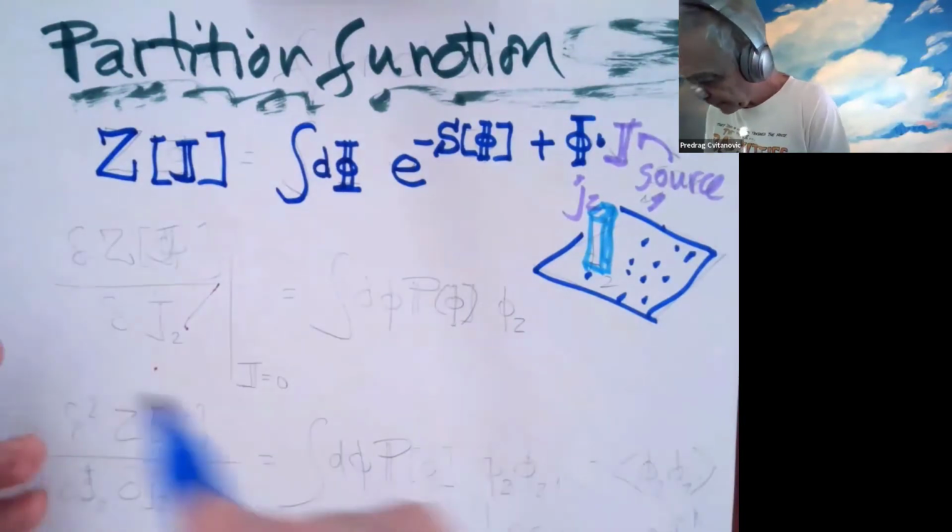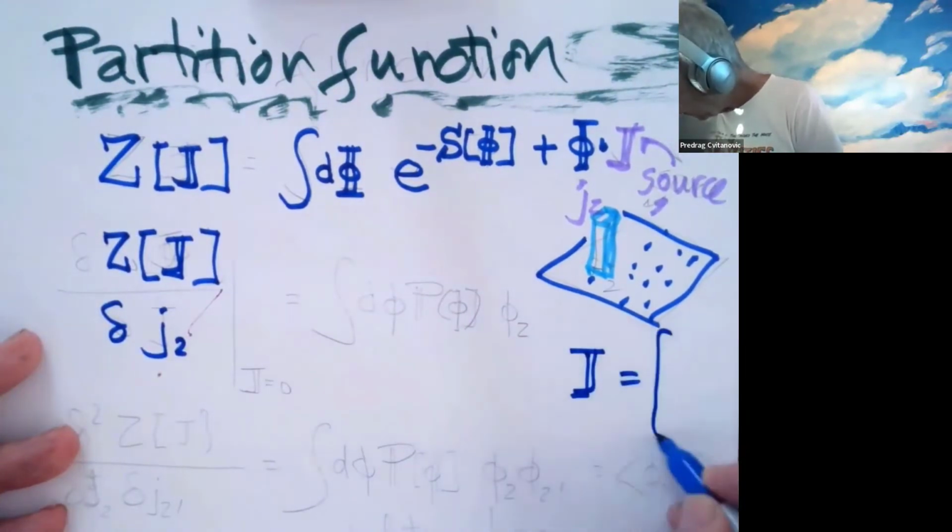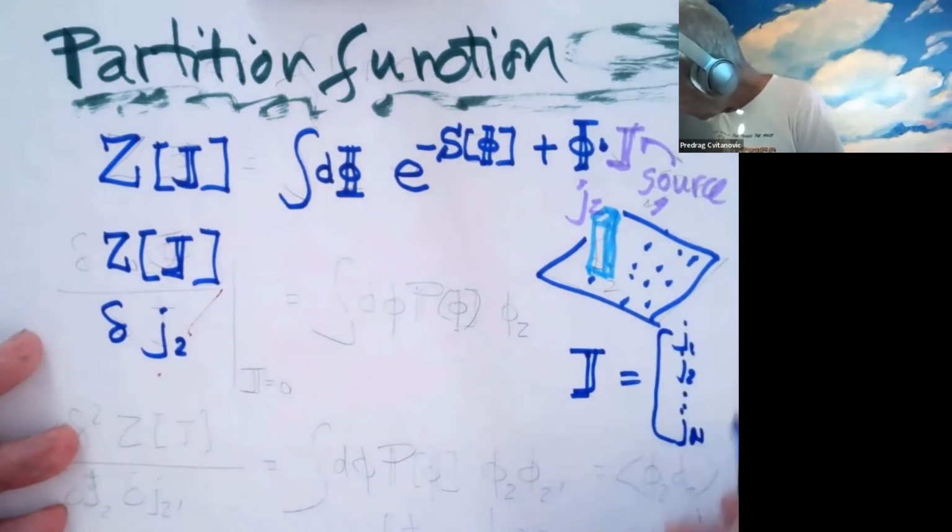What's good about it? Big J is a vector of J1, J2, ..., Jn, where n is the total number of lattice sites.